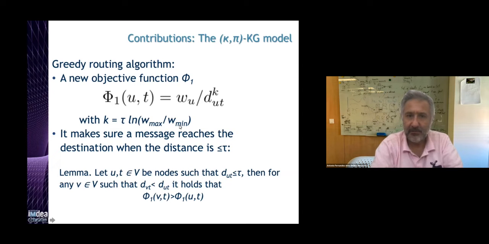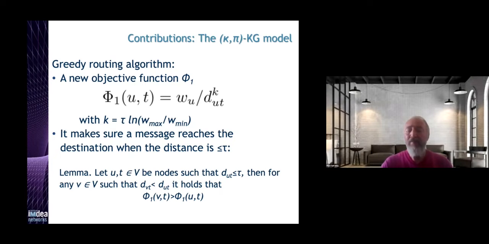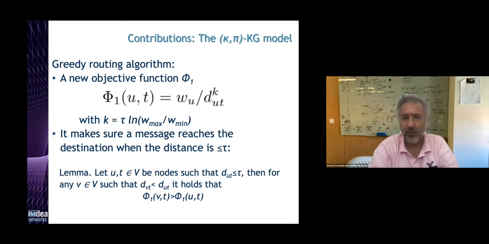Essentially, tau is a parameter that can be chosen, and what we can show is that given this expression of this phi, as soon as the message or the route is at a distance of at most tau from the destination, then using this function, the phi1 function that we describe here, guarantees that the route is not going to fail, meaning it's not going to happen that there is no neighbor closer to the destination whose value of phi1 is larger than the current value of phi1. That's what we guarantee.